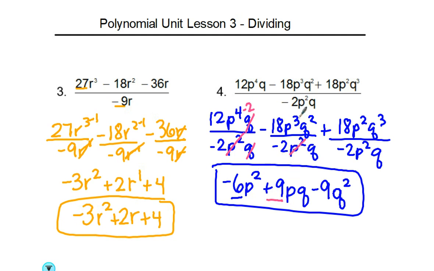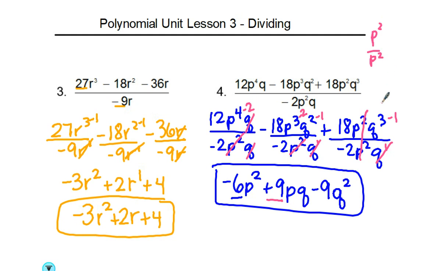Again, I'm top heavy, subtract those 2 from the top, we get p to the first power. And same thing here, this is q to the first power, subtract him up to the top, I get q to the first power. And then 18 divided by negative 2 is negative 9. P to the second over p to the second is just 1. And then q to the third over q to the first, subtract him up to the top, we get q to the second.